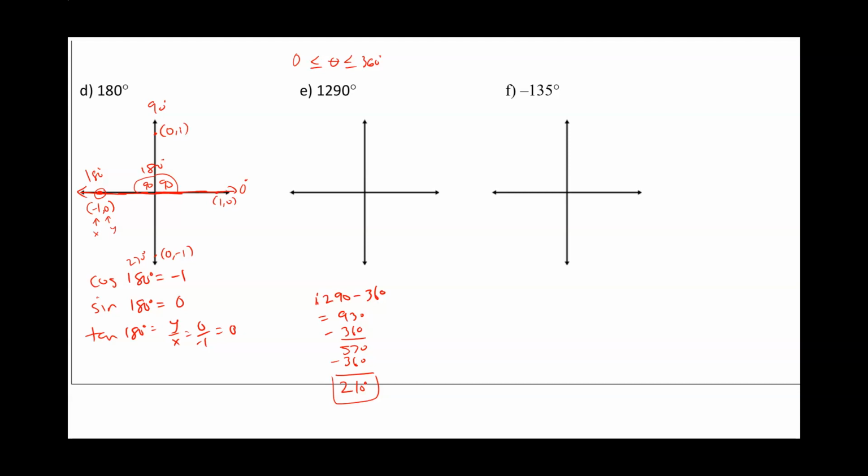Let's sketch 210. So we start with the initial side. We have 90, and 90 is 180, and 180 plus 30 is going to be 210. So when we draw our reference triangle, or reference angle, it's going to be with the terminal side and always the x-axis, always go up to the x-axis. So our theta prime is going to be 30 degrees.